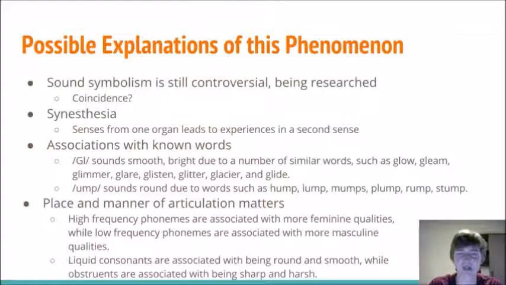So a second explanation is association with known words. The idea here is that perhaps these sounds evoke a certain feeling simply due to the fact that those sounds are present in a large number of words that carry the meaning that it is associated with. The best example of this that I found is the GL sound, like go. And that tends to sound smooth and bright. And you could make a case that it sounds like that because of all of the other words that have that meaning and the GL sound in them as well. So you have glow, gleam, glimmer, glare, glisten. So you could argue that perhaps the words were created first, and therefore we got the association.